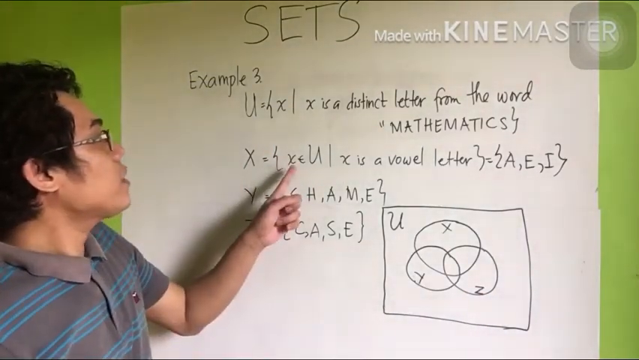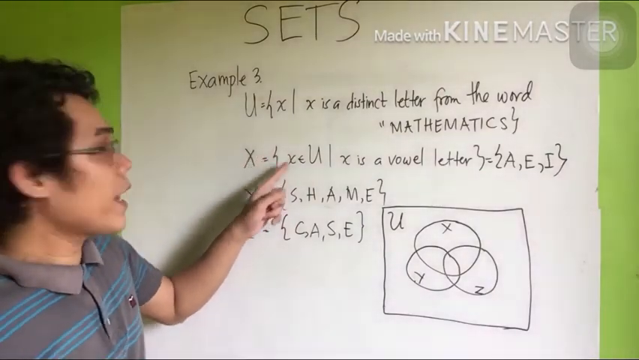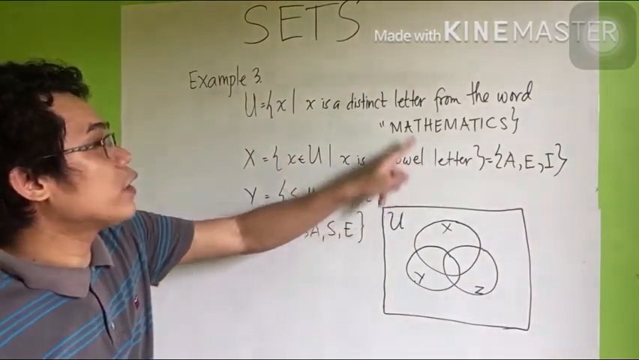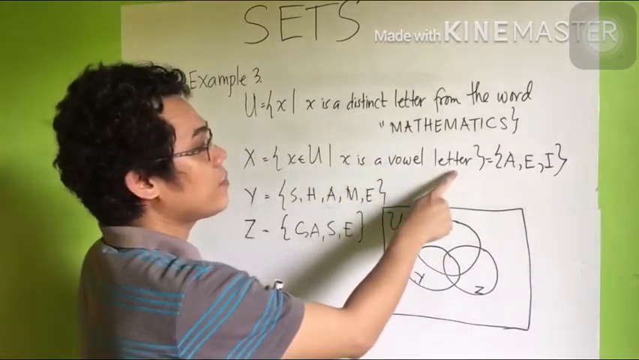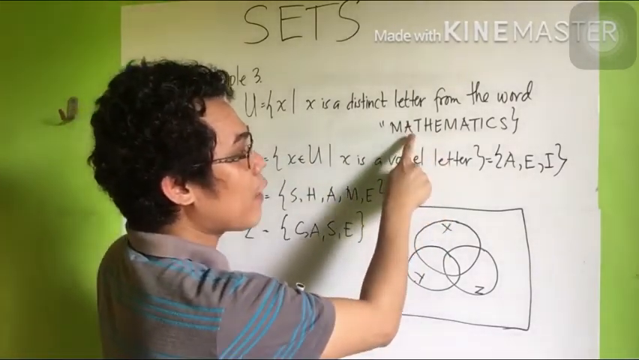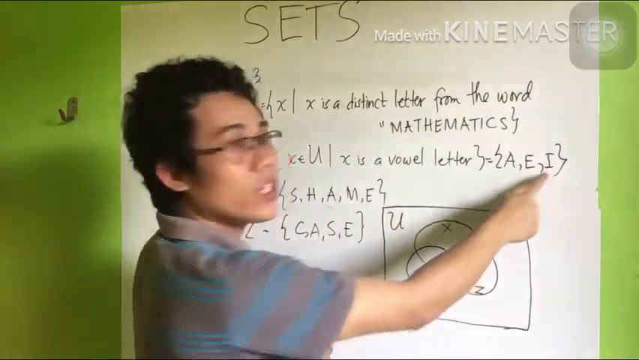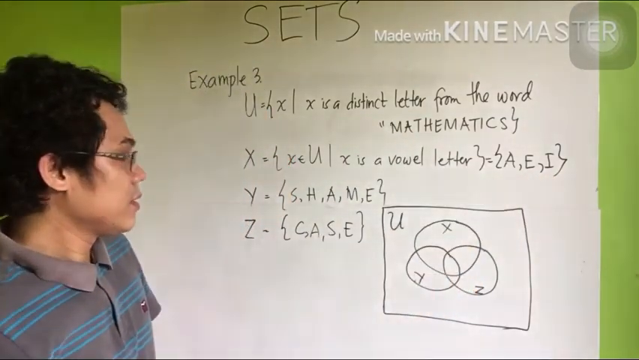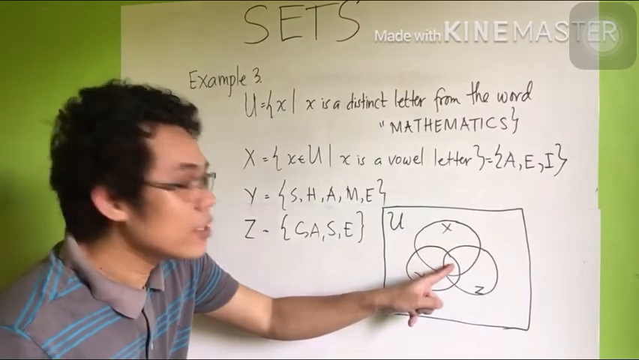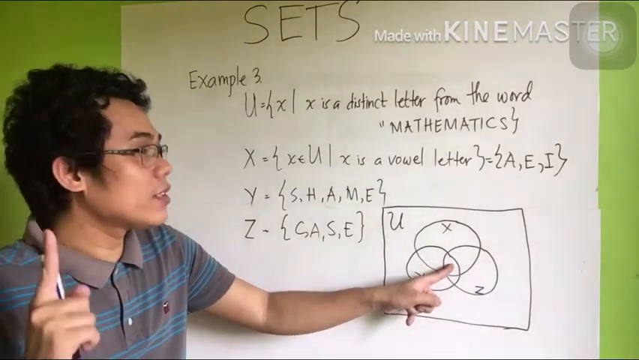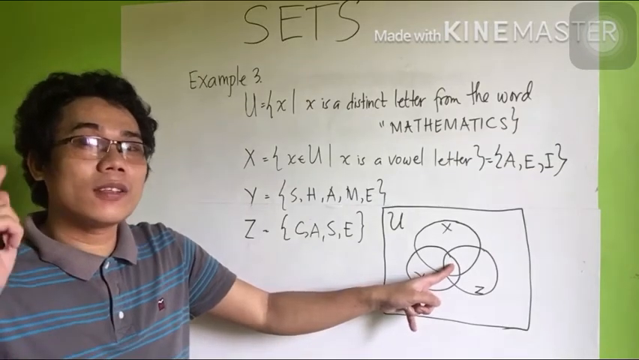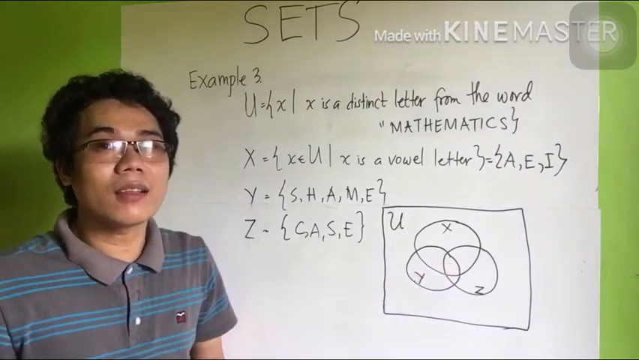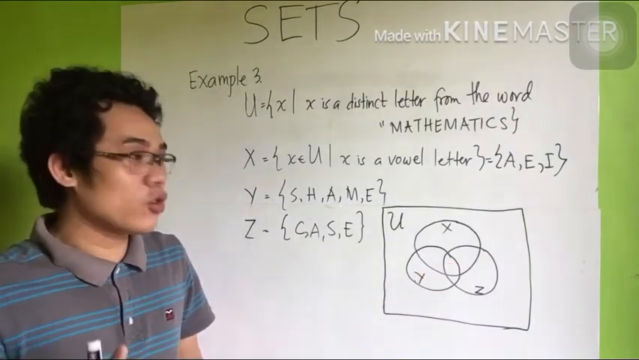So, hanapin natin yung X is a vowel letter daw sa mathematics. So, kung vowel letter yung X natin in mathematics, ang mga vowel na yon is A, E, at saka I. Ngayon, ang una-una natin gawin, kunin ang intersection ng tatlo. Yan yung unang rule. Pag dalawa, kunin ang intersection ng dalawa. Pero kung tatlo ang set natin, kunin muna ang intersection ng tatlo.